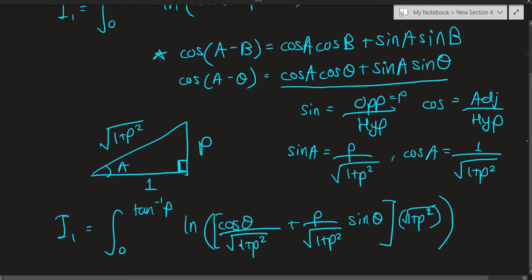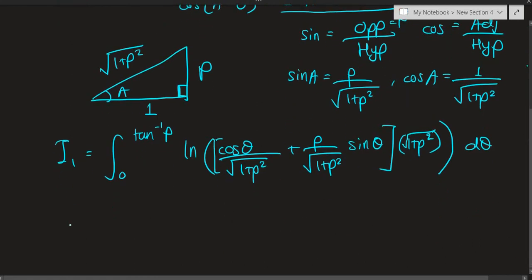So when we divide by 1 plus the square root of 1 plus P squared, we have to multiply by it too, so that resultant term is 1, and we have a d theta, don't forget that. So now this evaluates to, since we have a product inside a log, we can split it into a sum of two different logs.